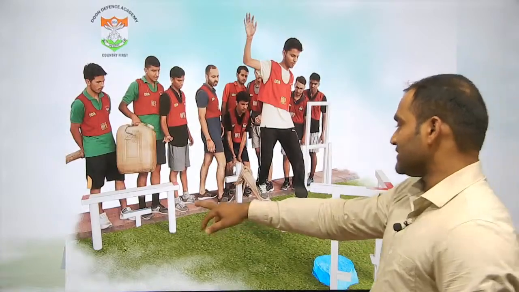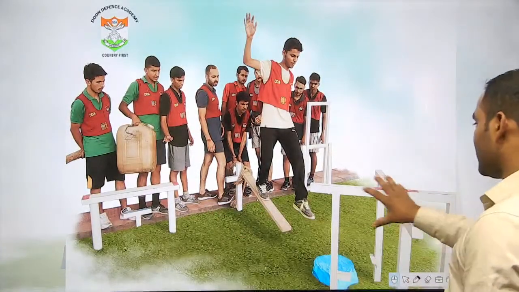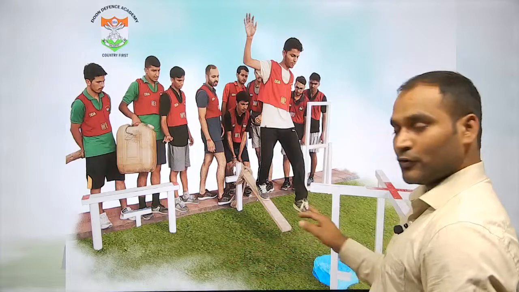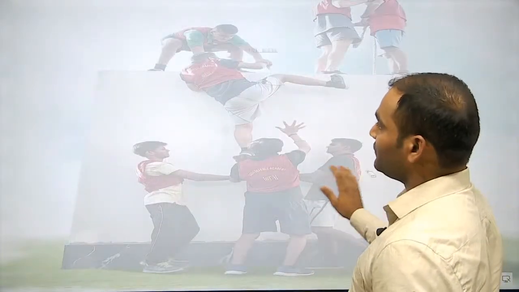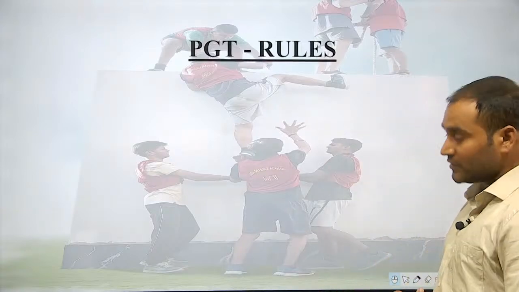So, you can see this is the starting line and there will be a finish line, and these are the structures you have to use. The ground is out of bounds for you. The ground is not to be touched as long as you operate in the PGT. So, what are the rules of the PGT?